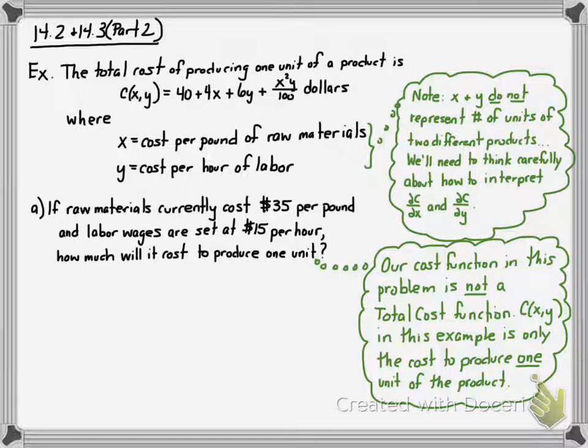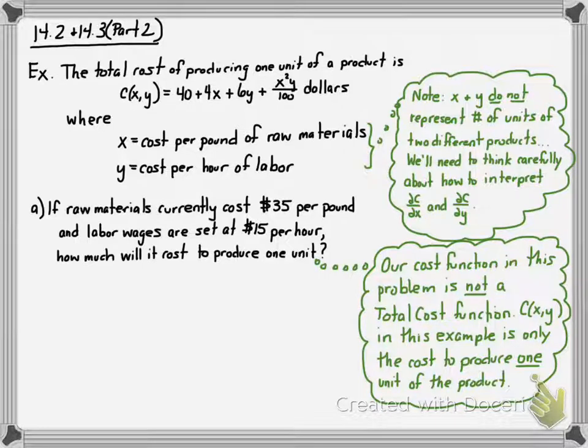Now, if you wanted to ask the question of, well, what would the cost be for many units? Well, then we would take this value and maybe multiply it times the number of units of some product. But in this case, we're focusing on the cost to produce 1 unit of our product.